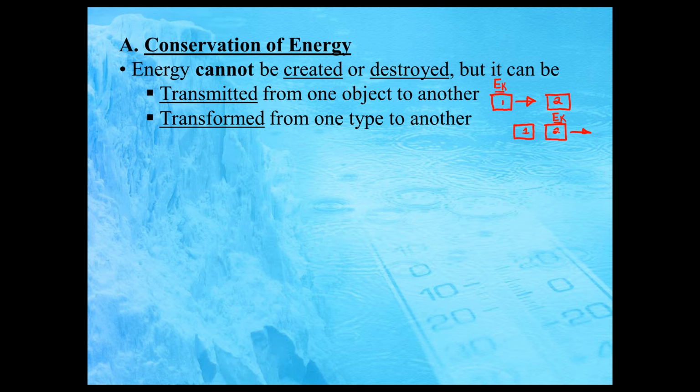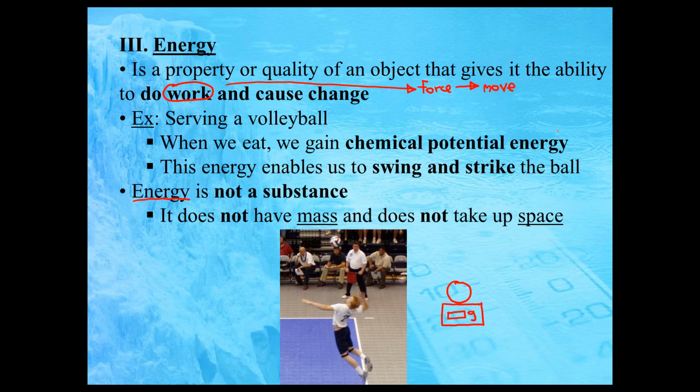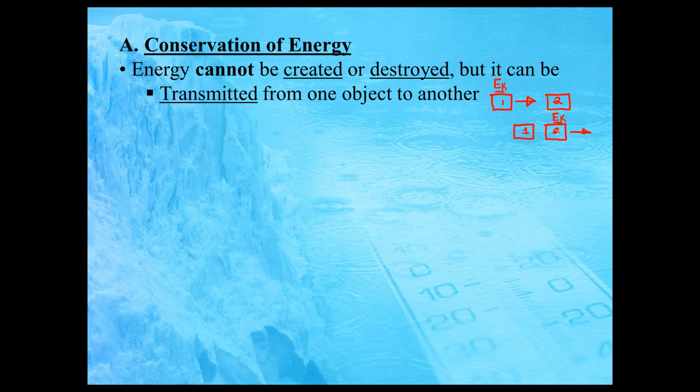Transformation of energy means the energy actually undergoes a different kind of form. So the example, going back here, where when I eat food, I get chemical potential energy, and then I swing and strike a volleyball. Well, once I get the volleyball to move, then that's kinetic energy. So I've actually gone through a transformation from one form to another. The energy's gone from chemical potential energy to kinetic energy of the moving volleyball. But let's trace that example in a bit more detail.